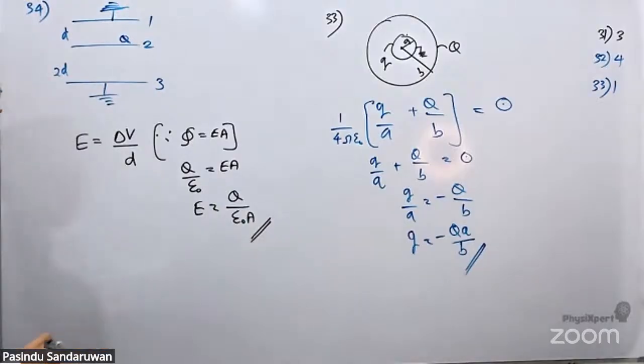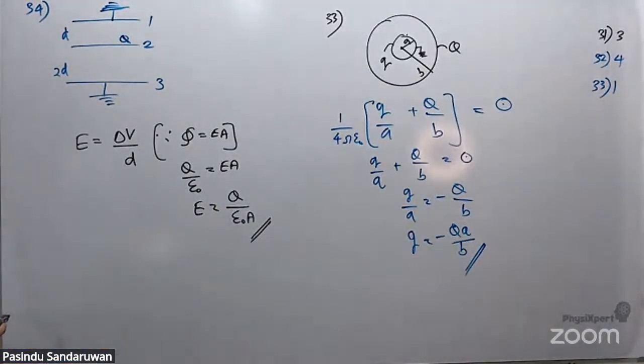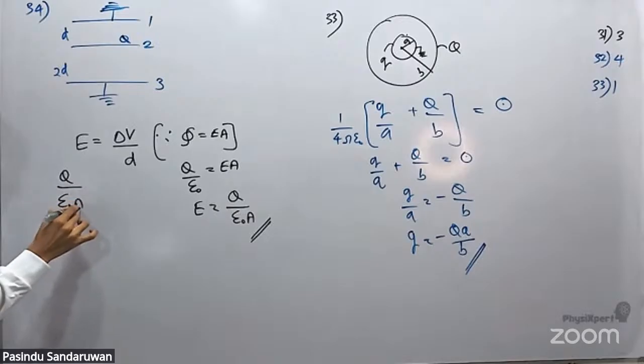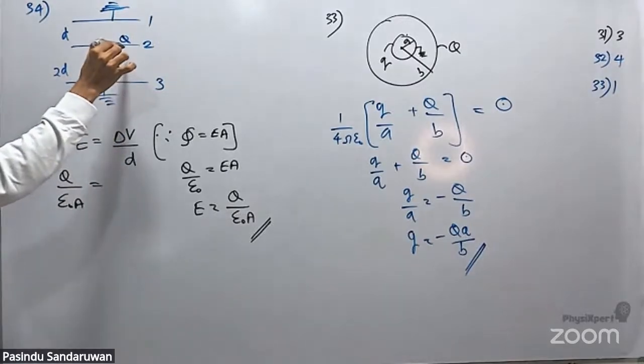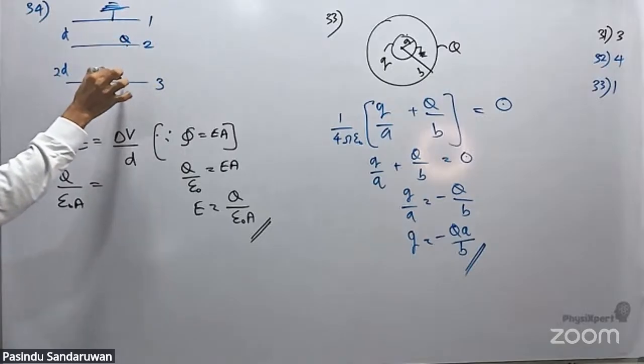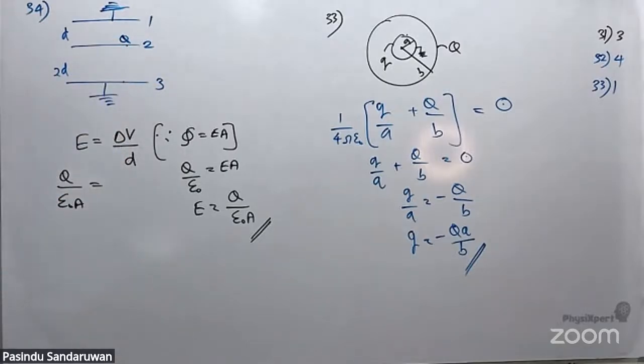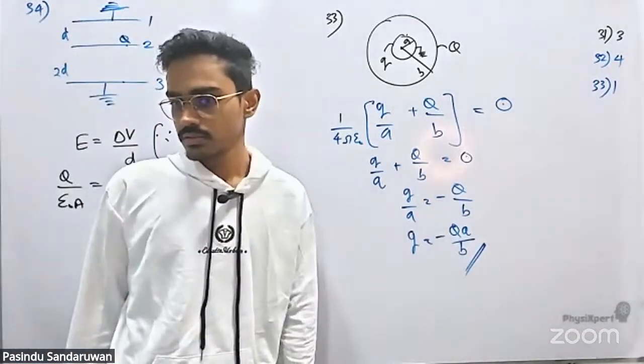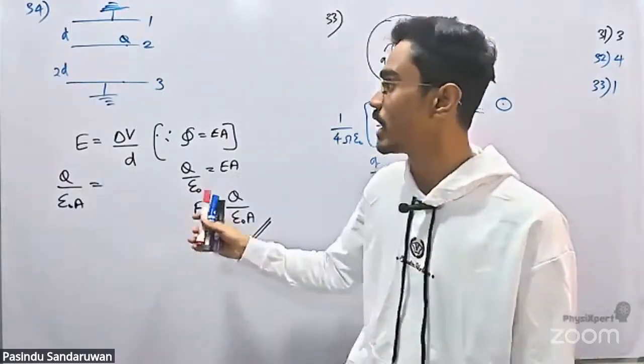Right, E is fine. Then you can apply to either of the plates, right? Then E is Q over epsilon naught A equals delta V. If I use these two, now I have proved these two. Now this is important.